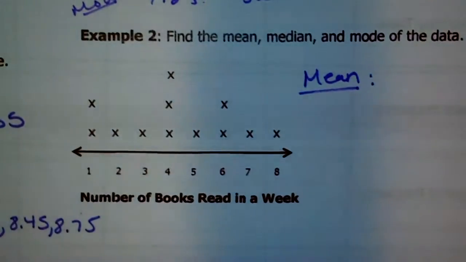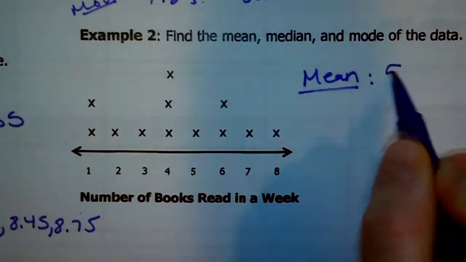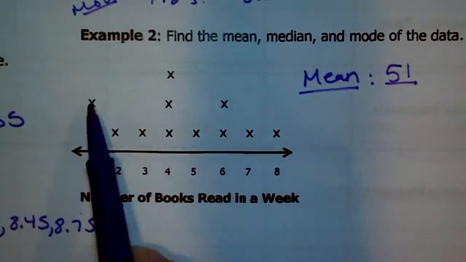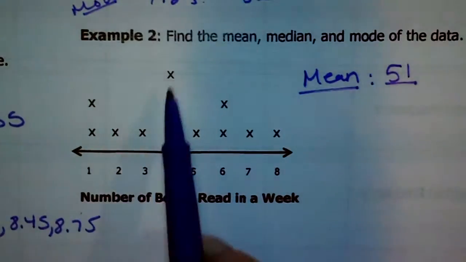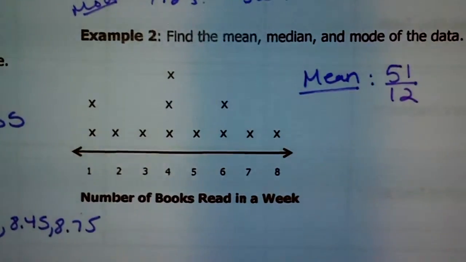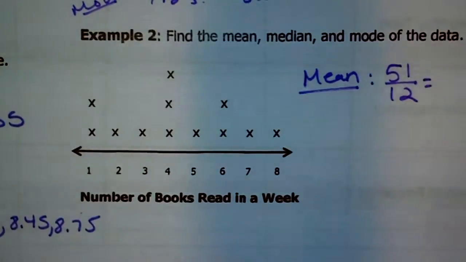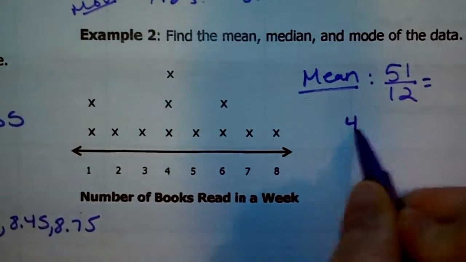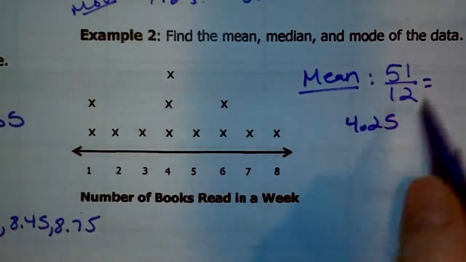When I added all of those up, I got 51. I'm hoping you did too. And there were 1, 2, 3, 4, 5, 6, 7, 8, 9, 10, 11, 12 values in this data set. I would take 51 divided by 12, and I get for the mean 4.25 books. 4 1/4.